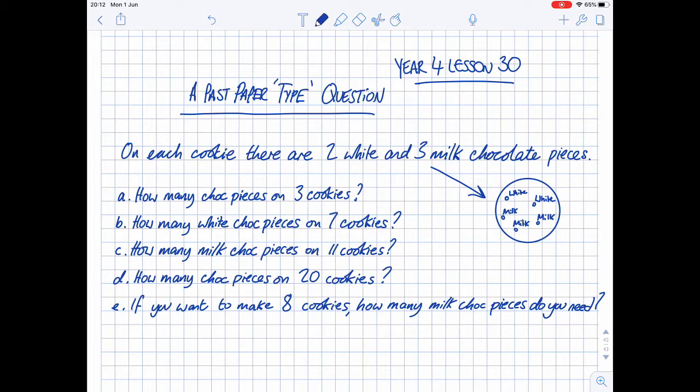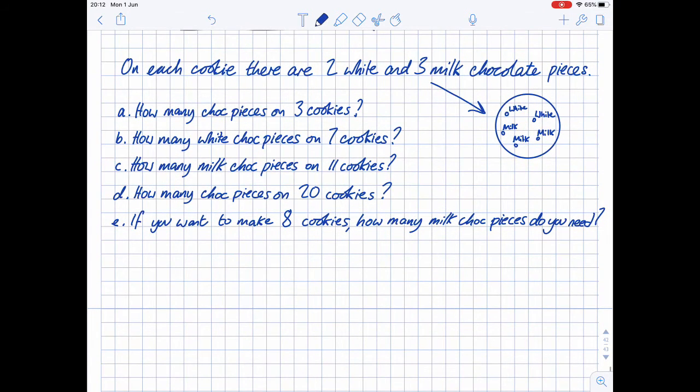All right. So first question asked you, how many chocolate pieces on 3 cookies? Well, if you'd wanted to do a table like I showed you previously, on the left-hand side I'd have the number of cookies, and on this side chocolate pieces. Okay, so on 1 cookie, how many chocolate pieces were there in total? So that's the milks and the whites, isn't it? It's 5. On 2 cookies, there'd be 10, wouldn't there?